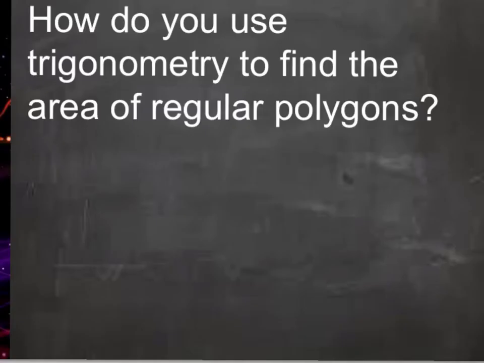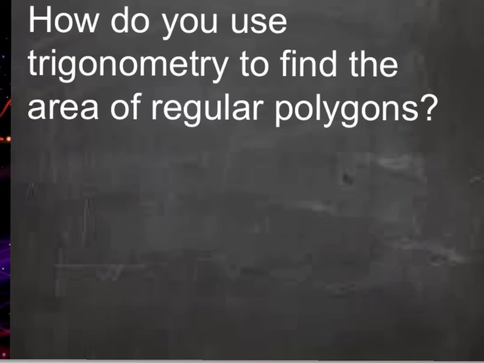Okay, I'm doing something a little bit new and different for the videos. At the very end, I'm going to bring back the question title of the video to then have you answer it. How do you use trigonometry to find the area of a regular polygon? Look at the first example we did for this video and list all of the steps and then put that into a paragraph and that will serve as your summary.